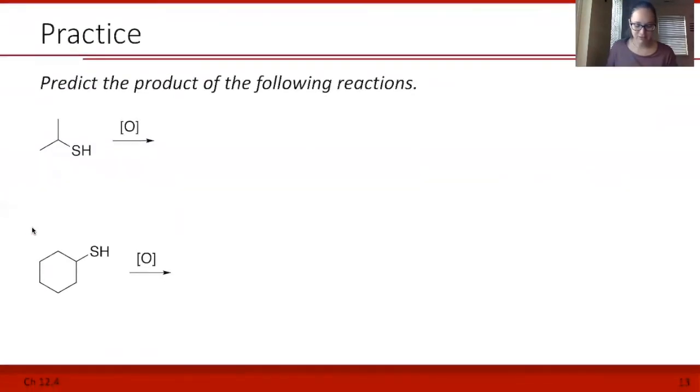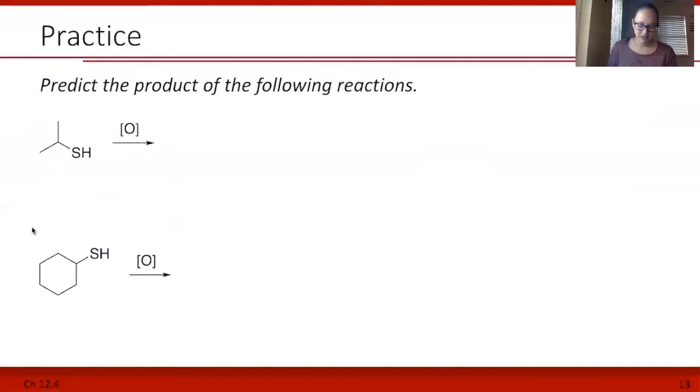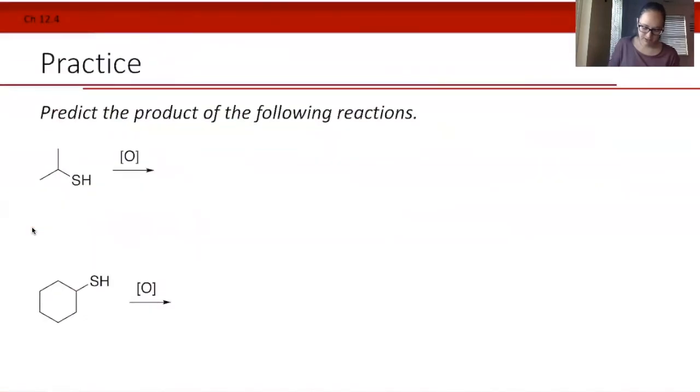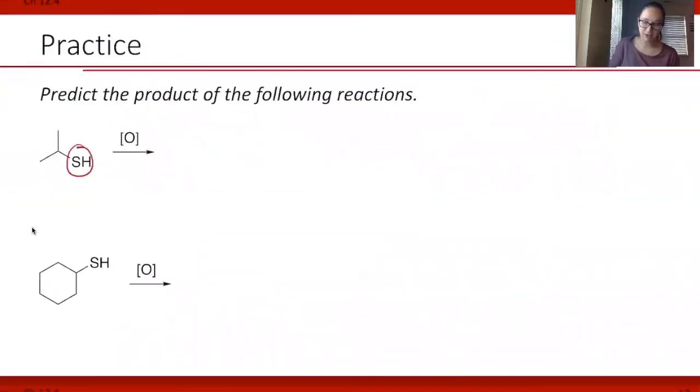Okay, so let's do just a couple practice problems with these. Predict the product of the following reactions. So we have oxidation of a thiol. So we're going to draw a sulfur-sulfur bond and then have that same carbon chain on both of the sulfurs. So in this case, we have an isopropyl group.